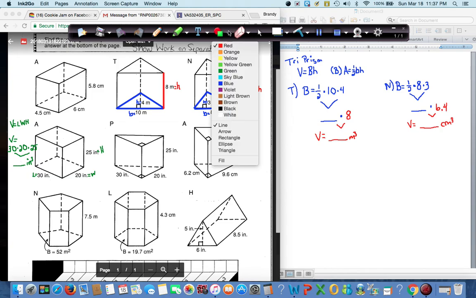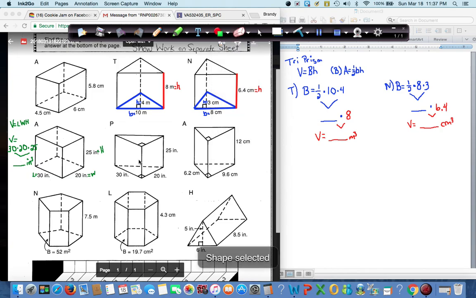All right, so let's go over here to letter P. Now you see how they give you this right angle triangle here at the bottom? This is a right triangle, right? So we have our two legs and then our hypotenuse. So this is going to be the height of the triangle, and this is going to be the base of the triangle. 25 is the height of the whole prism. So let's go ahead and mark some stuff here. This is the height of the whole prism.